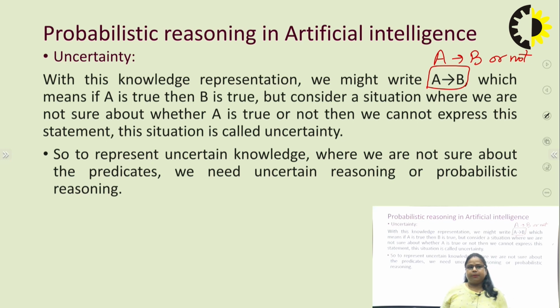And whenever we represent uncertain knowledge in which we are not sure about the predicates, in that case we require a type of reasoning called uncertain reasoning or probabilistic reasoning, which does not give a guarantee about the conclusion being drawn. When we are not sure about the predicates, we need to talk about probabilistic reasoning.